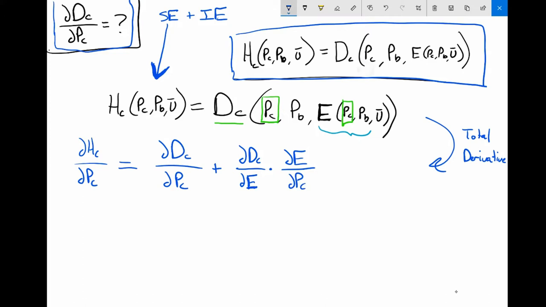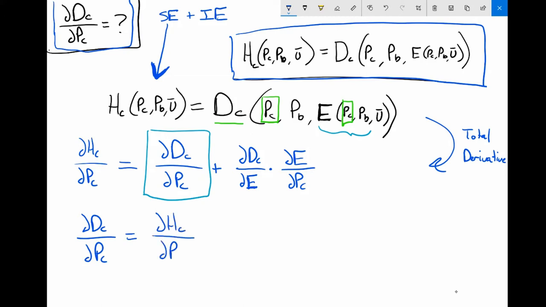Now, like I said before, we are trying to solve for this. This is what we want to find. So let's reorganize the terms here. The total effect of the change in price is equal to the effect of a change in the price on the compensated demand curve minus this other term.